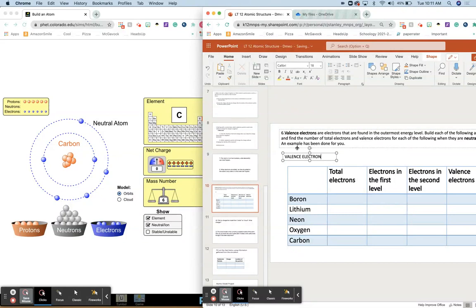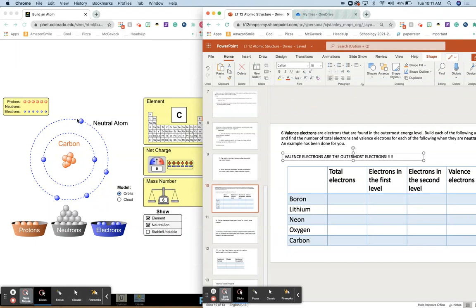Valence electrons are the outermost electrons. Yes, they are the outermost electrons. They are literally the ones that are on the outermost edge.